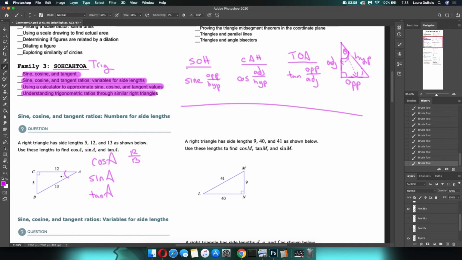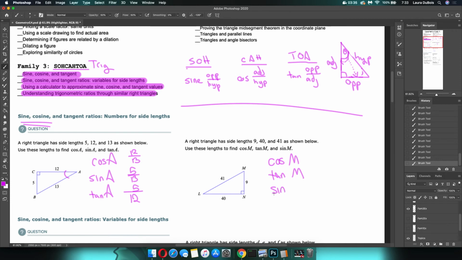Opposite is, you're going to put across, 5 over 13. Tangent is opposite over adjacent. So opposite, which is 5, adjacent, which is 12. That's what they're doing. So this is a good way to sort of train yourself in getting used to your SOH-CAH-TOA.